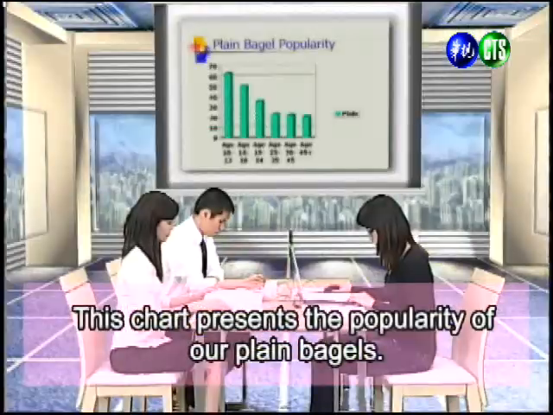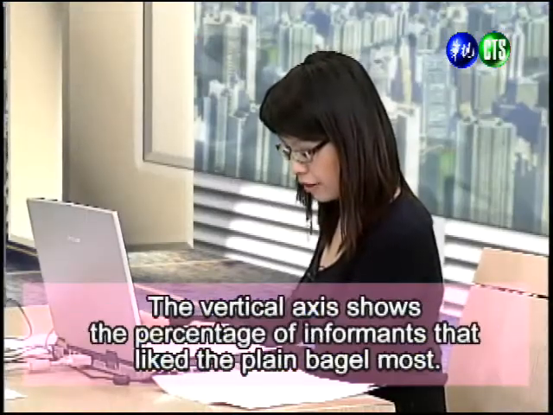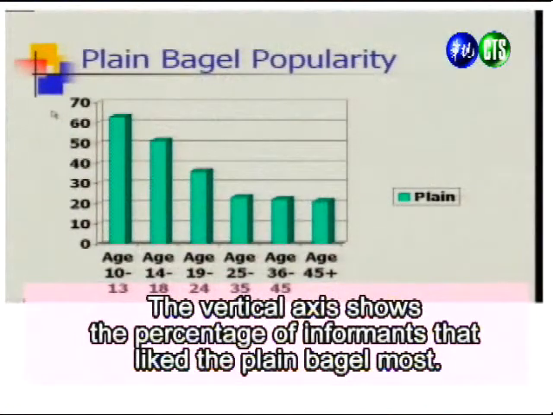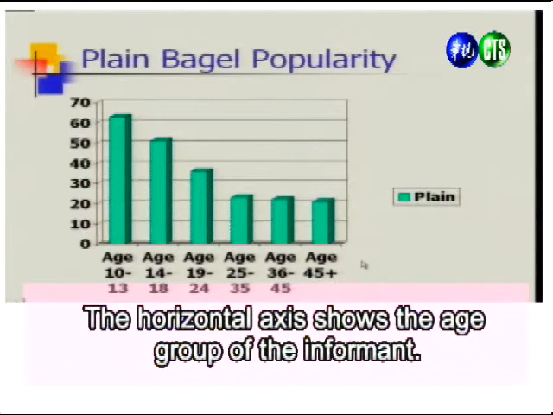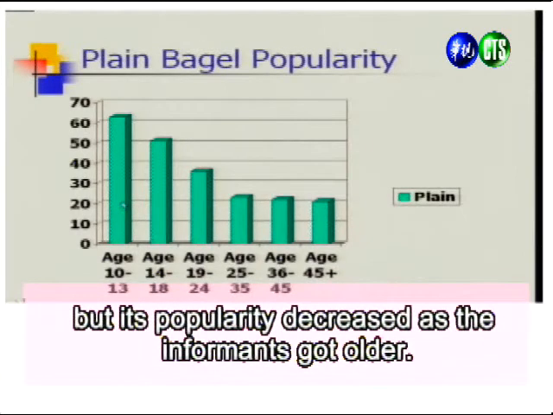Okay, this chart presents the popularity of our plain bagels. The vertical axis shows the percentage of informants that liked the plain bagel most. The horizontal axis shows the age group of the informant. You can see the plain bagels were extremely popular among younger customers, but its popularity decreased as the informants got older.